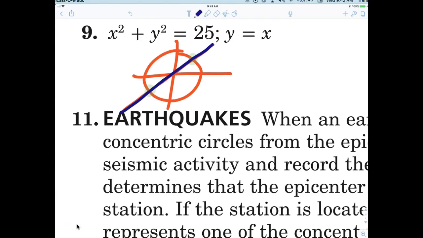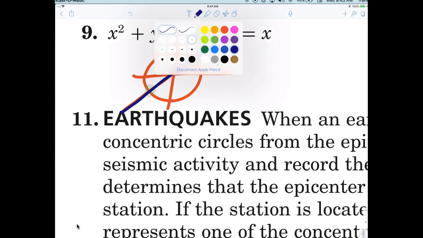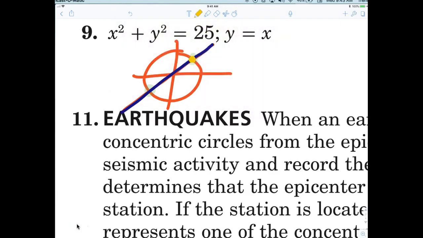1, 2. Also with a circle. I'm looking at the circle. So I'm saying that this right here is a point of intersection, and that right there is a point of intersection. So you're trying to find those 2 points of intersection.